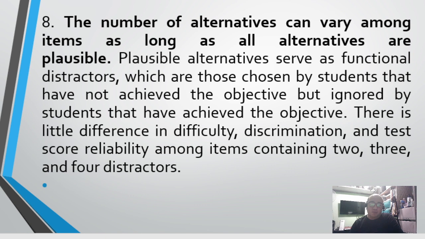The number of alternatives can vary among items as long as all alternatives are plausible. So it is not really a question how many alternatives should be used in multiple choice questions. There is little difference in difficulty, discrimination, and test score reliability among items containing only 2, 3, and 4 distractors. So maybe we can use, if not 4, 5 alternatives in an MCQ.